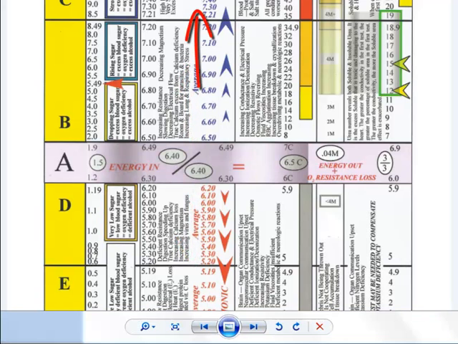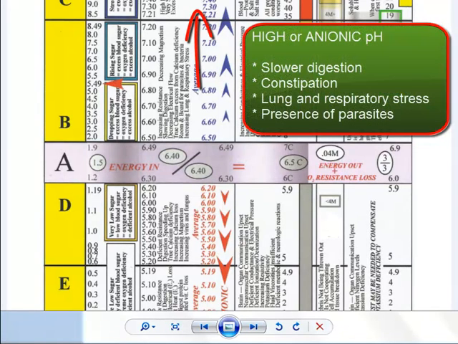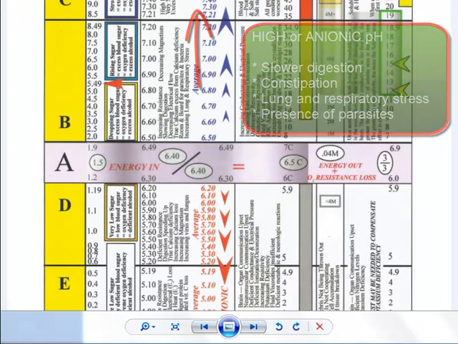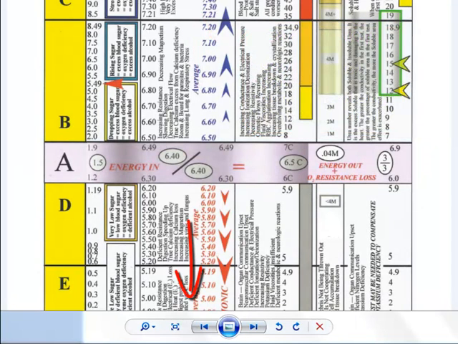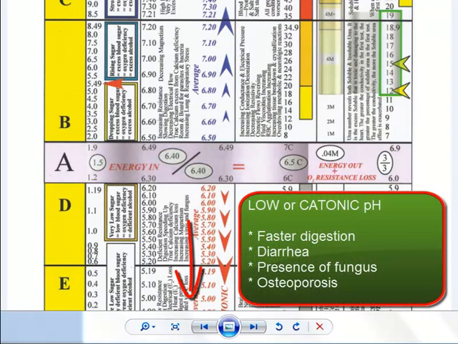The more anionic the average pH becomes as the pH increases, the slower the digestion will become up to the point of constipation, and with increasing lung and respiratory stress and increasing presence of parasites. The more cationic the average pH becomes as the pH decreases, the faster the digestion will become up to the point of diarrhea, with increasing presence of fungus and increasing bone mineral loss in the direction of osteoporosis.